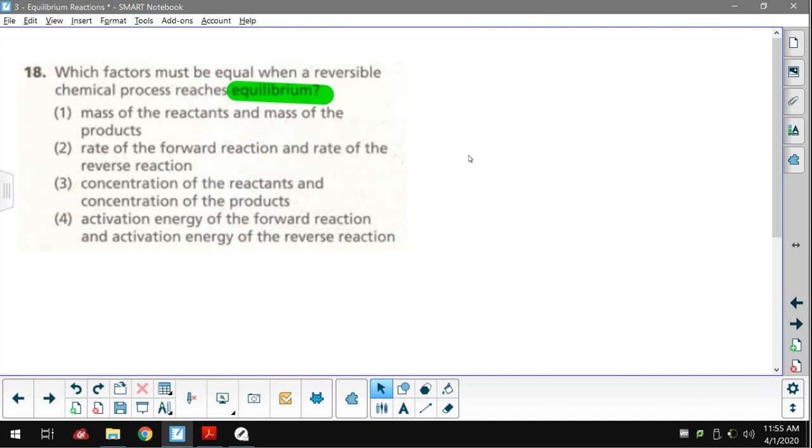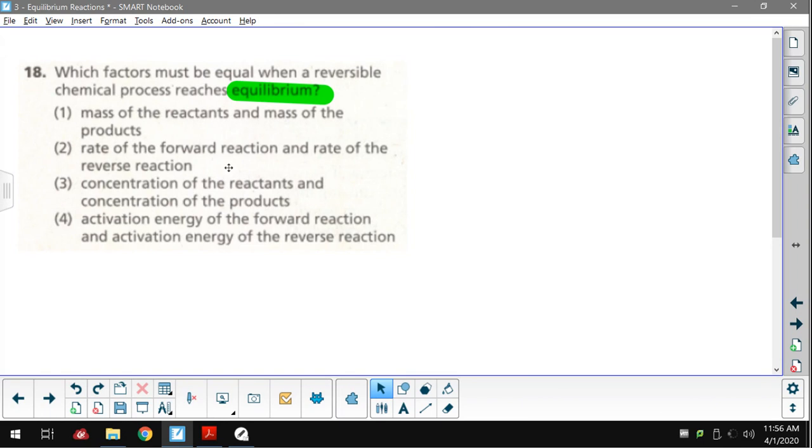Question number 18 says, which factors must be equal when a reversible chemical process reaches equilibrium? Well, if we talk about a system in equilibrium, that simply means that the rate of exchange from one side to the other side and back is the same. So the mass of the reactants and the mass of the products, they are not the same, okay? They are not equal. They won't change, but they're not equal. The rate of the forward reaction and the rate of the reverse reaction, that is equal. That's the important part right there.